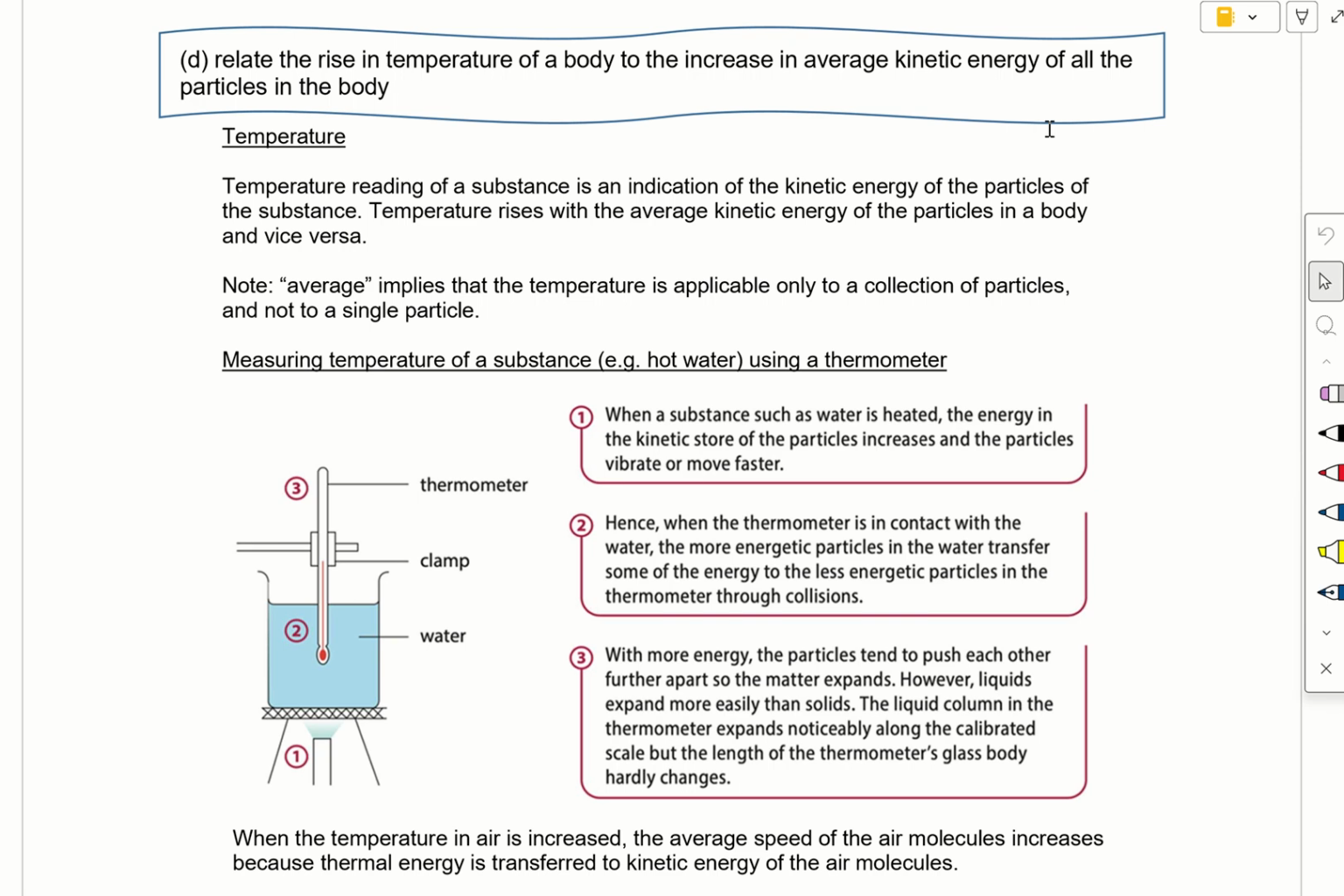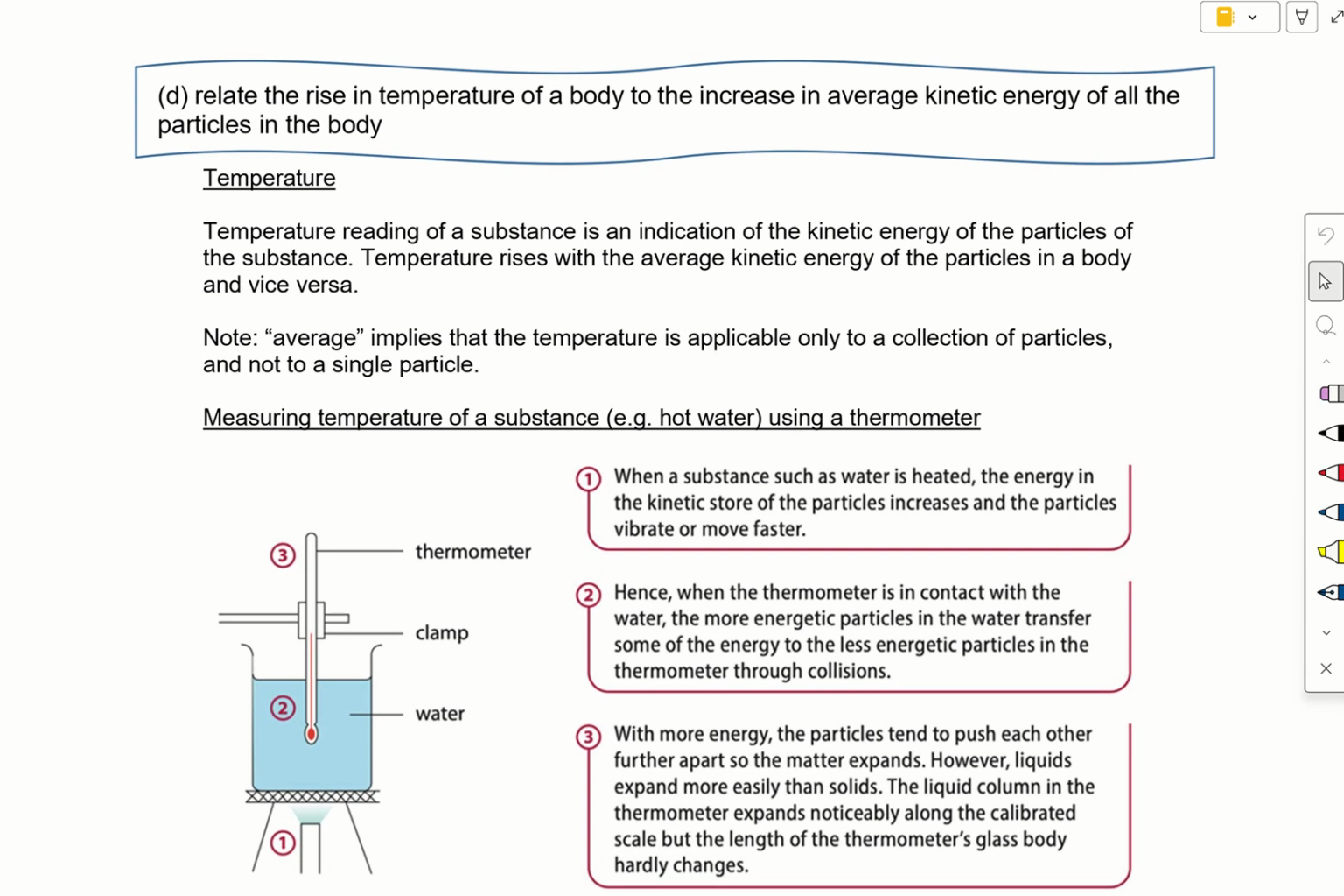Okay, for this video, I'll be going through pure physics, chapter 7, kinetic model of matter, success criteria D. Success criteria D states that you need to be able to relate the rise in temperature of a body to the increase in average KE of all the particles. That means from this we can see that as temperature increases, the KE of all the particles in the body will increase. Okay, so what is temperature?